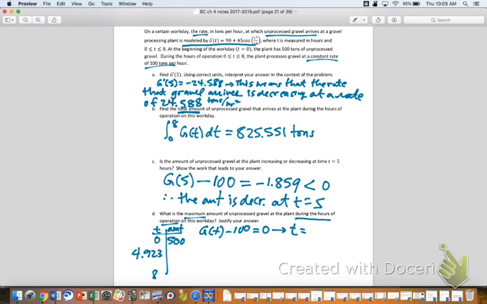Here would be your first setup. I would say 500 plus the integral from 0 to 4.923 of g of t minus 100 dt. This should give me the amount of gravel that's there when t equals 4.923. What I'm doing is considering how much was there to start with, the 500, and then adding the change to it, right? So this is a real classic situation where you've got original amount plus change gives you the final amount. Hope that makes sense. So you run this through the calculator, and what do you come up with?